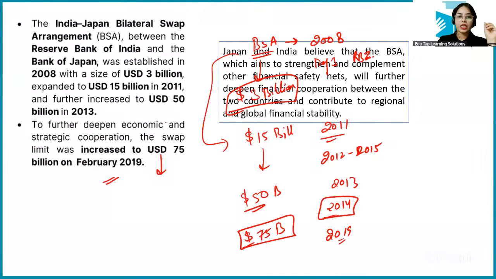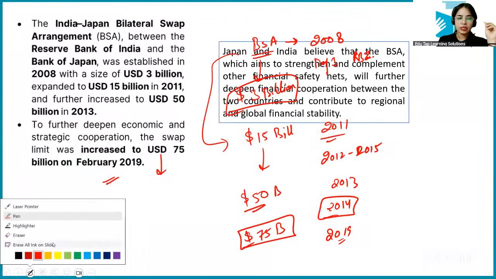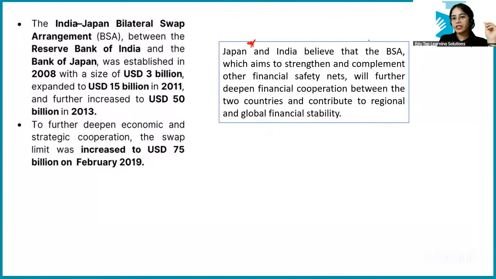Okay. Now this bilateral swap arrangement. Japan and India believe that the bilateral swap arrangement aims to strengthen and complement other financial safety nets. So yes, India can take the help of IMF, World Bank, or the other countries, but this bilateral swap arrangement provides a safety net for India and Japan. This will further deepen financial cooperation between the two countries and contribute to regional and global financial stability.